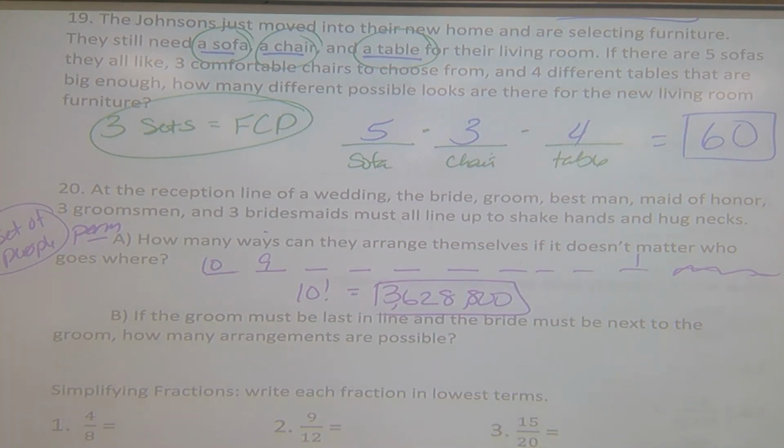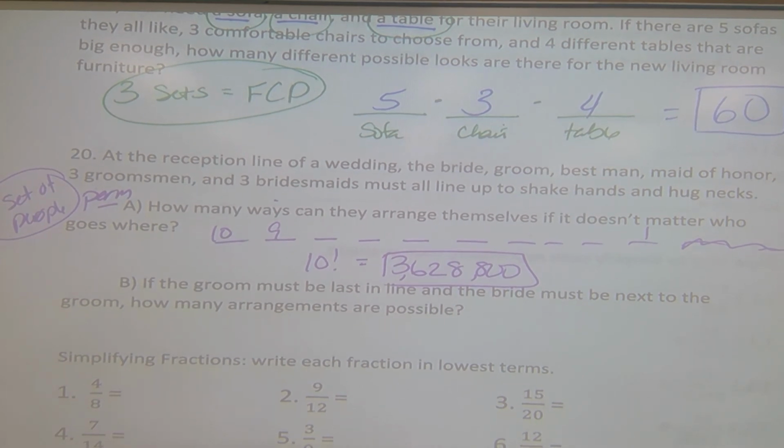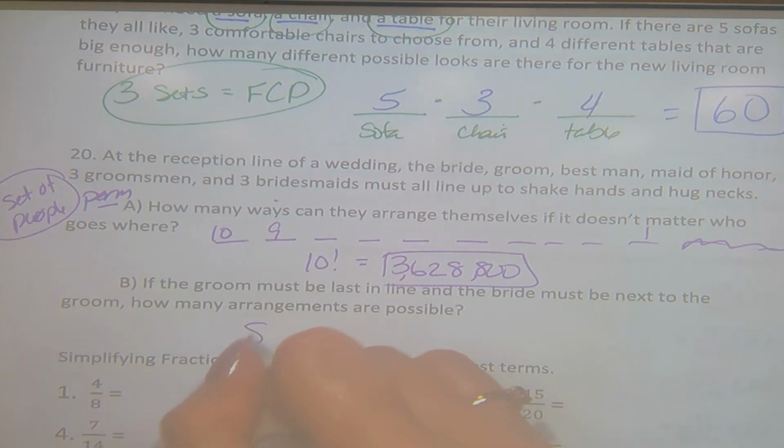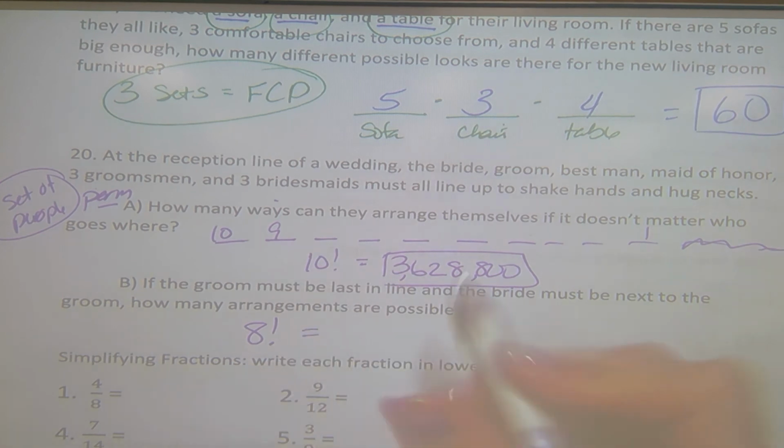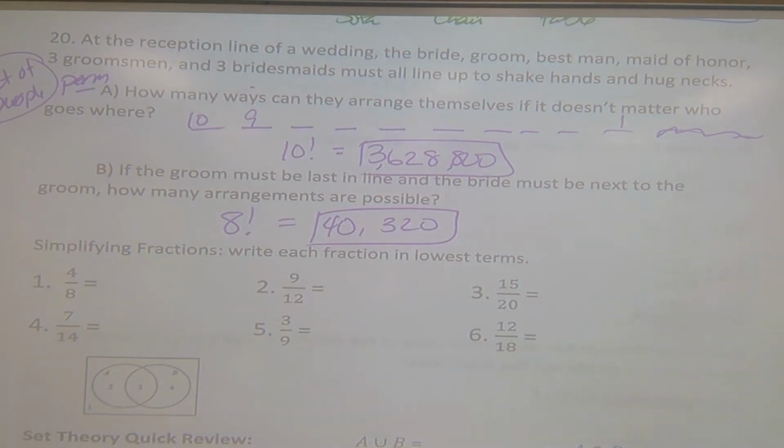But what if the groom has to be last and the bride has to be next to the groom? Well, if the groom has to be last and the bride has to be next to the groom, how many people are we actually lining up? We're only lining up 8 people in that case. So I would do 8 factorial, which brings my number of possibilities down to 40,320.